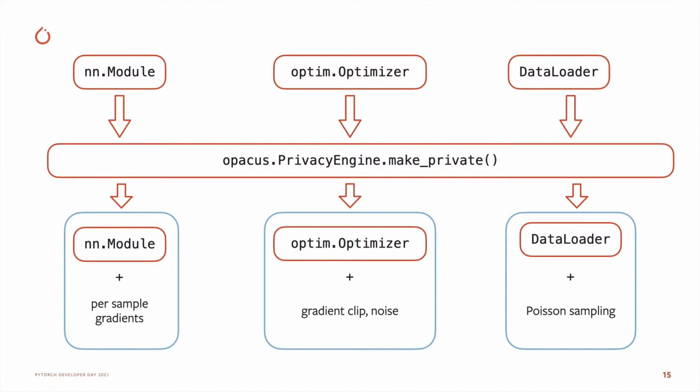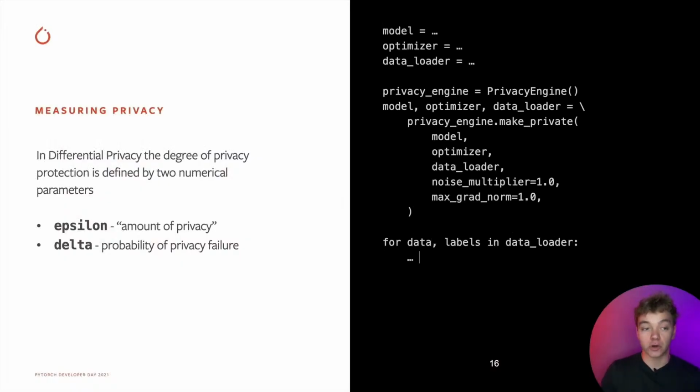In a similar fashion, Optimizer would do gradient clipping and add noise, and the data loader would flip to use Poisson sampling. Now let's talk about privacy parameters. The main one we want to focus on is epsilon. That's essentially the privacy budget. It depends on the noise multiplier and the number of training steps that you take.